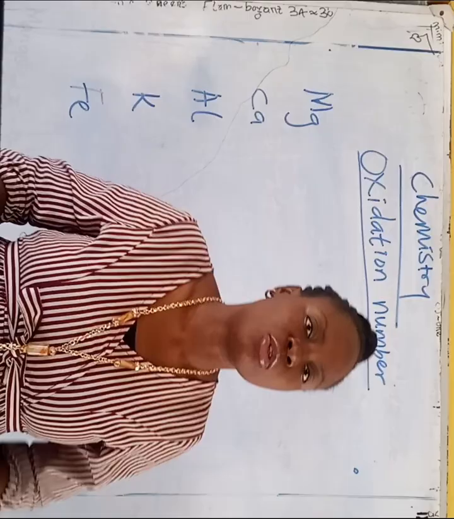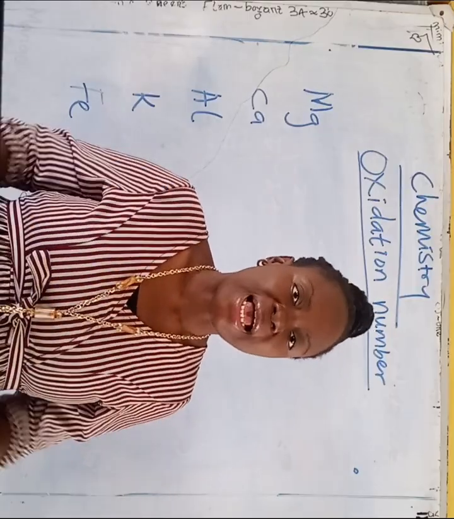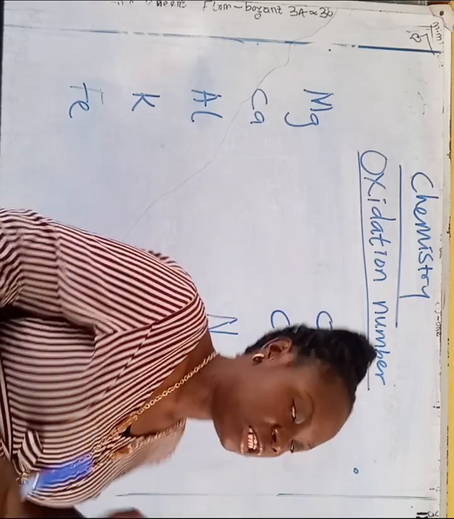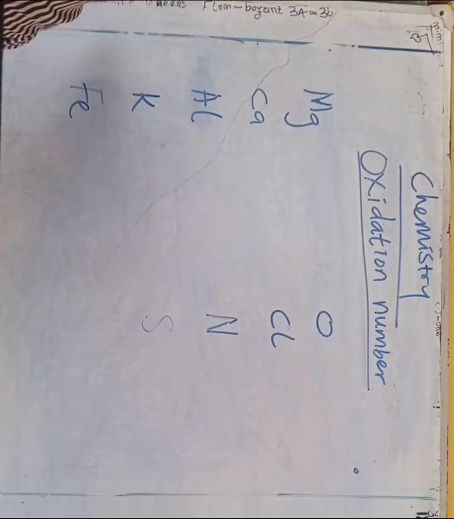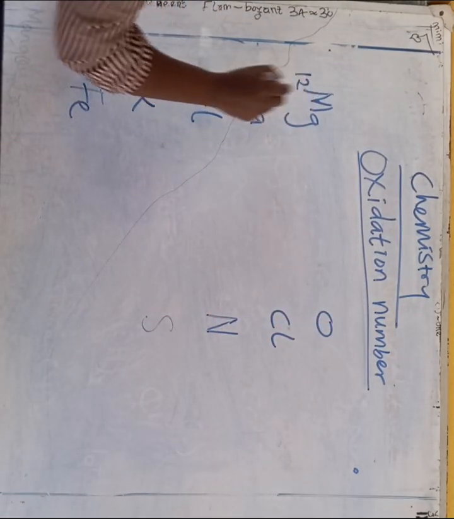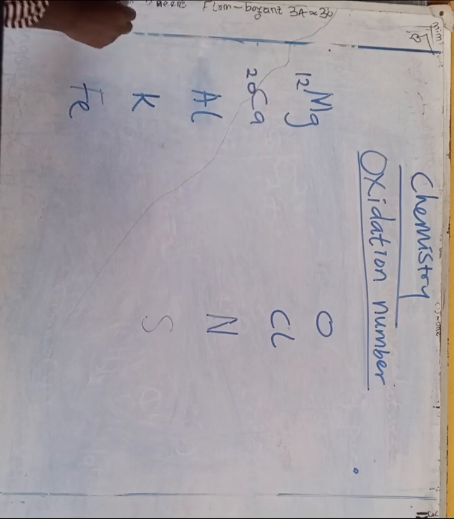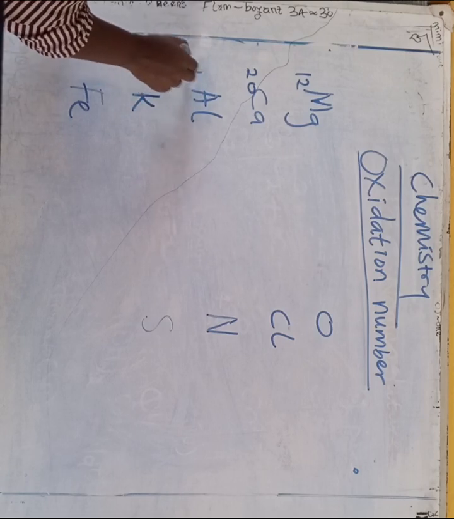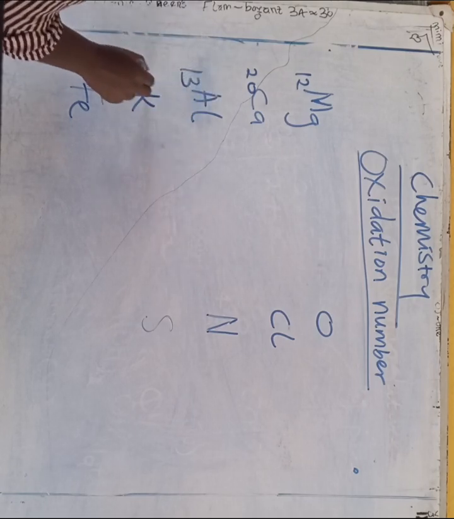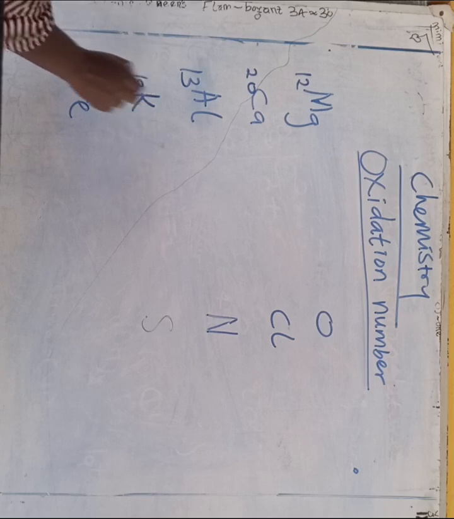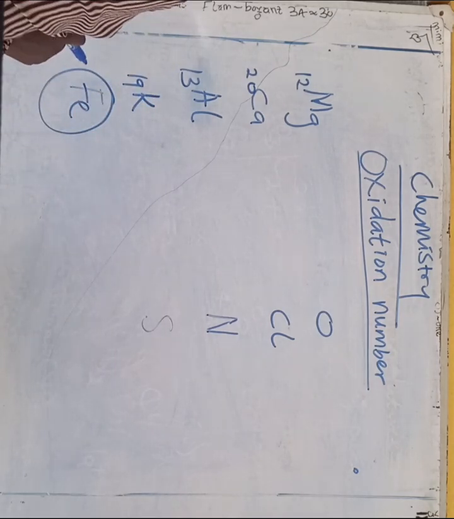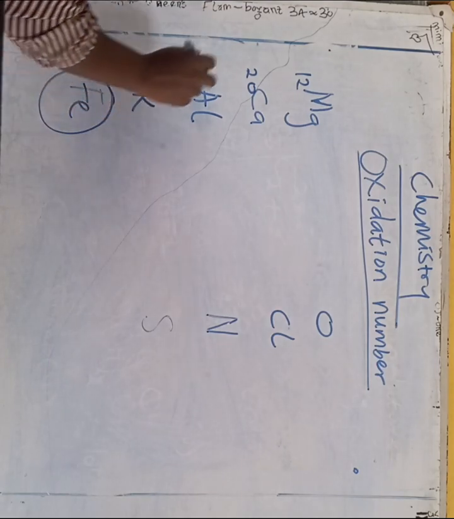So I have some elements on the board and I'm going to show you their oxidation number, both for the positive and the negative. We'll start with the positive. This is magnesium. Magnesium is 12. Calcium is 20. Then aluminium is 13. Then potassium is 19. I'm going to leave iron. I will explain iron later because iron is a bit different.